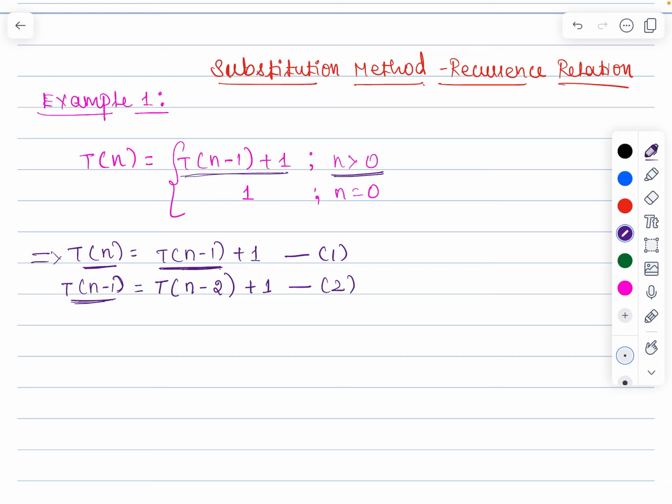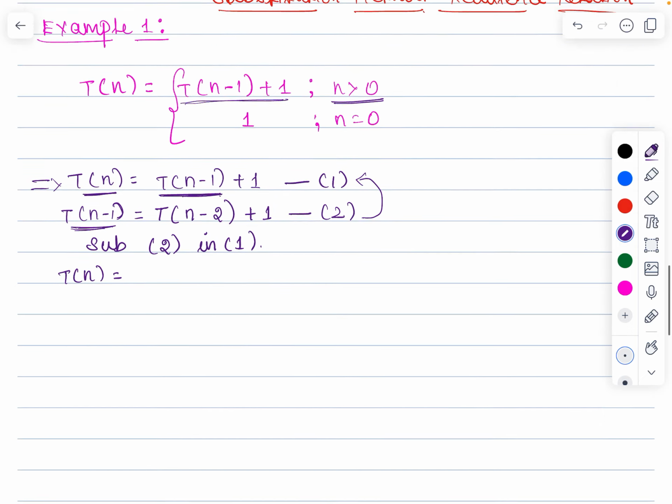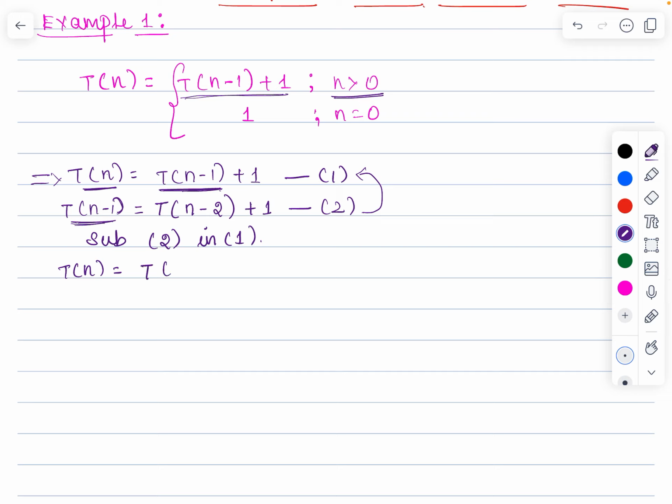Now we know what T(n-1) is. Now you substitute equation 2 in equation 1. In the place of T(n-1), T(n) equals T(n-2) + 1, plus this one we are supposed to retain here. So the resultant relation is going to be T(n-2) + 2. This is going to be equation 3.